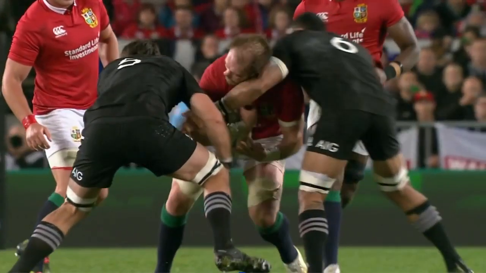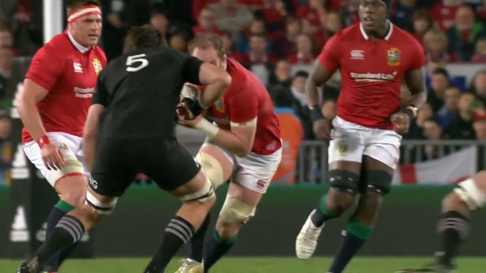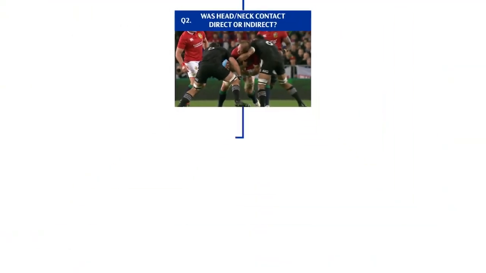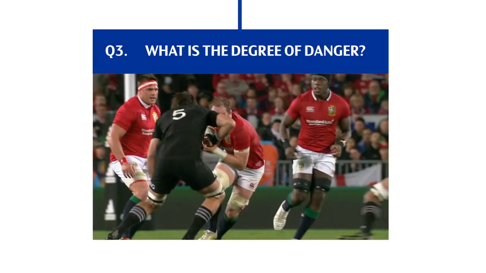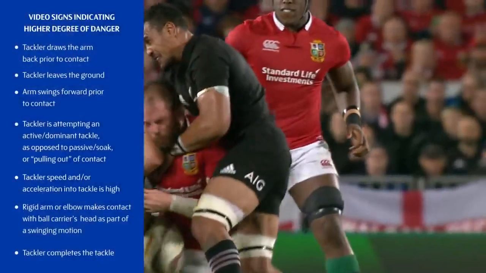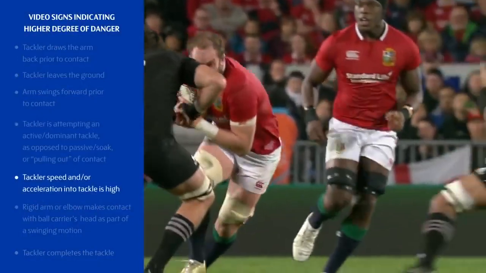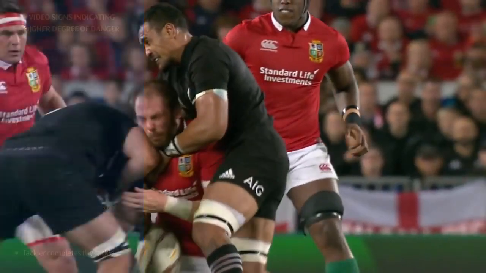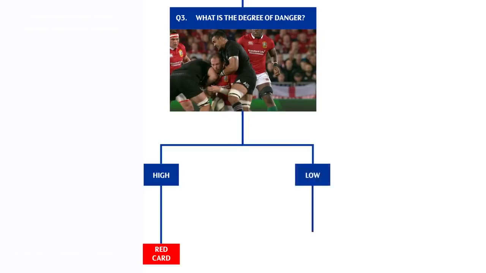In this example, the contact to the tackled player's head is from the upper arm of the tackler. The second question is whether the head or neck contact is direct or indirect. In this example, the head contact is direct. The match officials then ask, what is the degree of danger? In this tackle, the degree of danger is high, indicated by a dominant tackle attempt, the tackler accelerates into contact, and the tackler completes the tackle. For a high degree of danger, the initial decision would be a red card. If the officials deem the degree of danger to be low, the initial decision would be a yellow card.